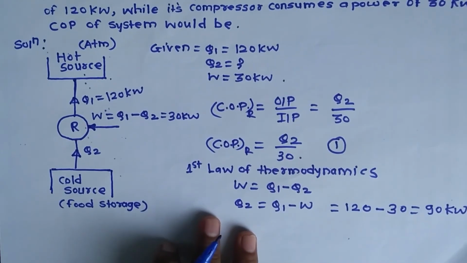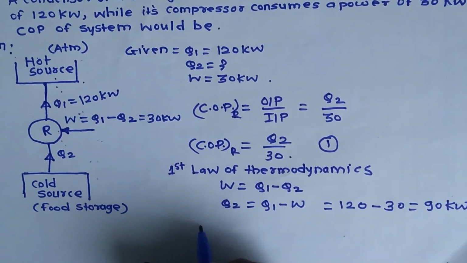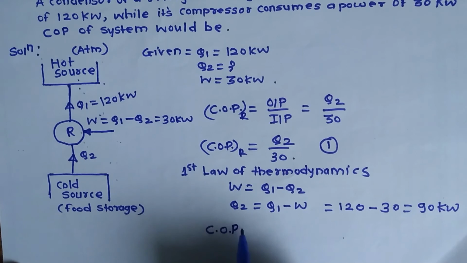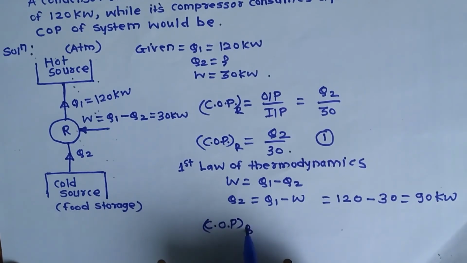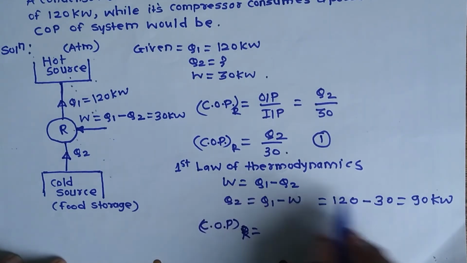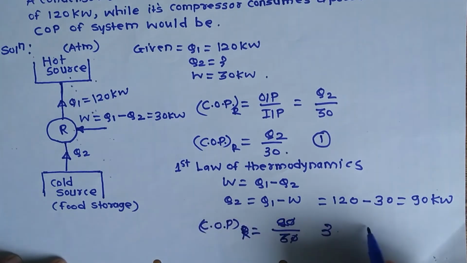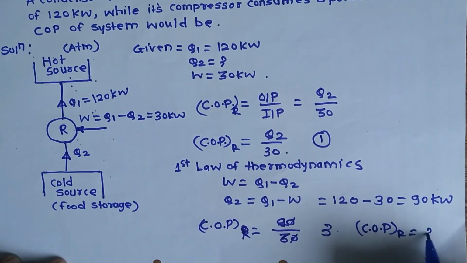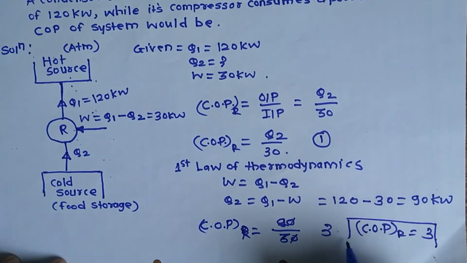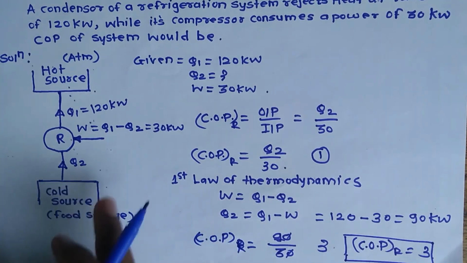Okay. So now we can easily find out the coefficient of performance. Coefficient of performance of refrigerator is equal to Q2, which is 90, divided by 30. So this will be the coefficient of performance of refrigerator, COP is equal to 3. So this type of problem we can solve easily if you have understood the concept of that refrigerator.